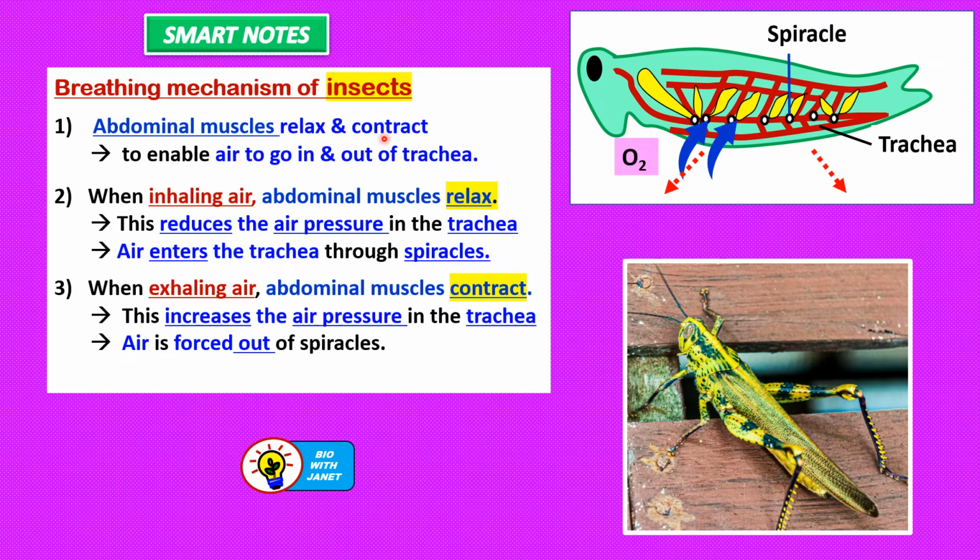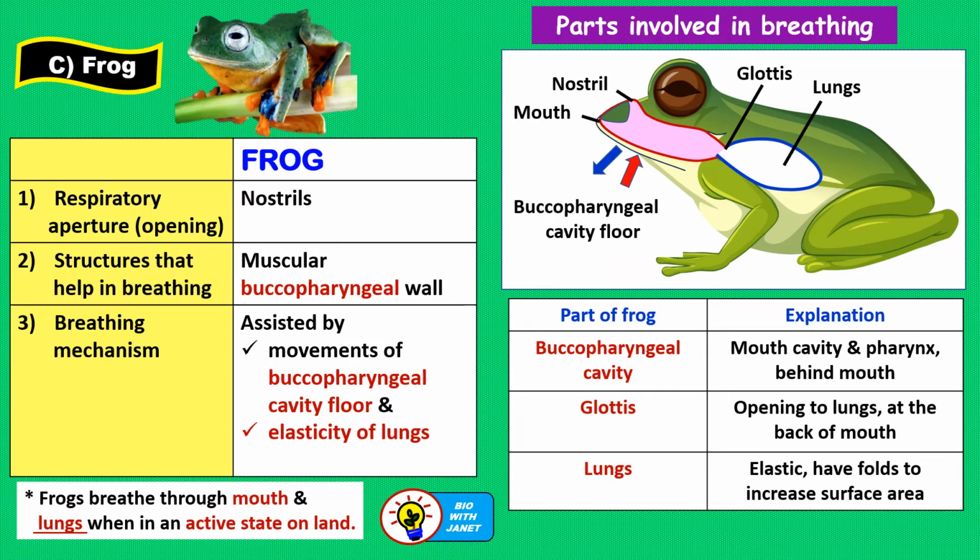So here are the notes for the breathing mechanism of insects. Abdominal muscles relax and contract to enable air to go in and out of the trachea. When inhaling air, abdominal muscles relax, and this reduces the air pressure in the trachea, so air can enter the trachea through the spiracles. On the other hand, when exhaling air, abdominal muscles will contract, and this increases the air pressure in the trachea, so that air is forced out of the spiracles.